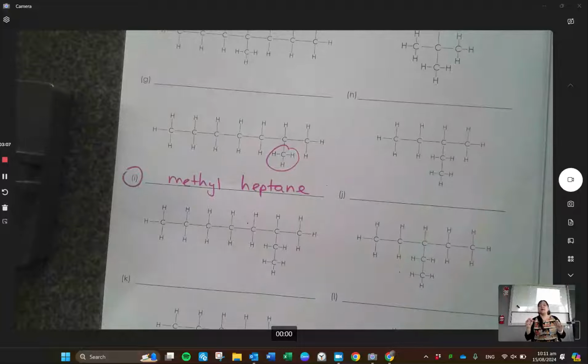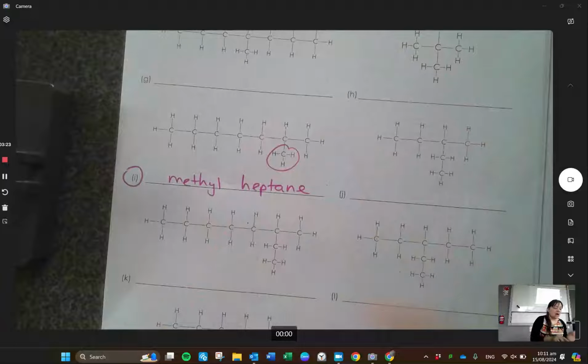So whenever I'm talking about branches, branches cannot be at the end. Because if I put the methyl at the end, then I'm dealing with octane. Do you want me to try again? You got it. If I put it at the end, it is octane.